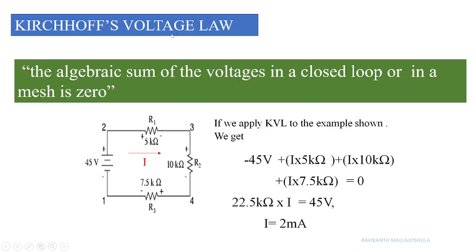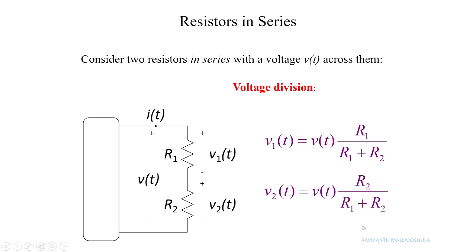Then you have Kirchhoff's voltage law, where the algebraic sum of the voltages in a closed loop or circuit or mesh is equal to 0. Likewise, we have calculated the value of current which is flowing in this particular closed network. Here the current is obtained as 2 milliamperes. Again, comment in the chat box whether you are able to get the same answer or not.